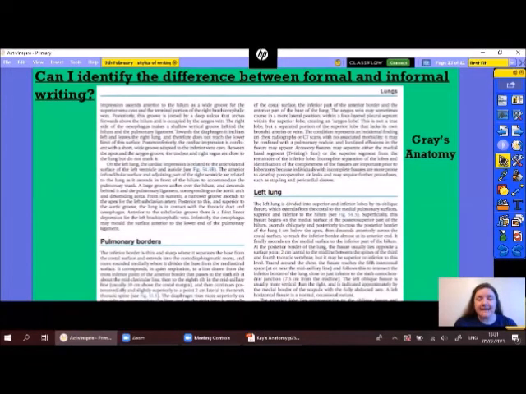Here is a page of a textbook called Gray's Anatomy. Now, this is a textbook that all student doctors use. And this is where Kay's Anatomy, our book, gets its name from. It's a play on words. Gray's Anatomy tells you everything you need to know about the body.